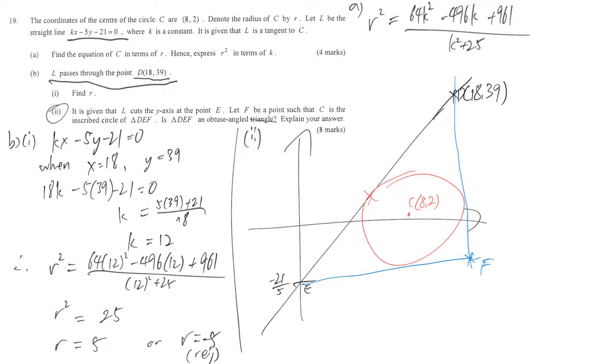Try to get all the information we have. First, we know that this one, center to the tangent, should be perpendicular, and the radius is 5, because they lead us to calculate this is 5. We know the exact position of C, we know the exact position of E, and also D, which implies that if we want, we can find out how long it is. We can find out how long it is also.